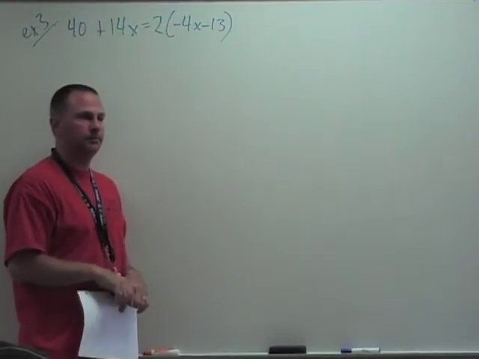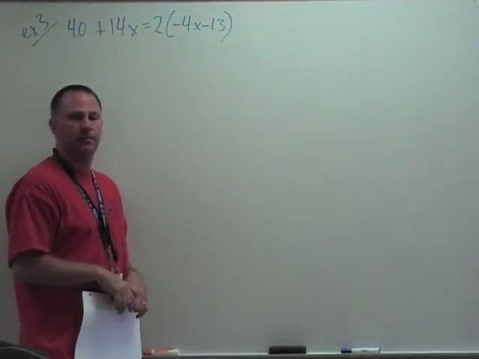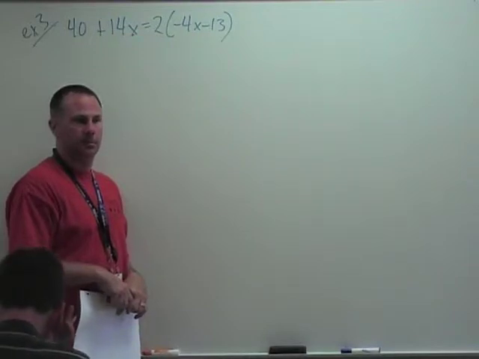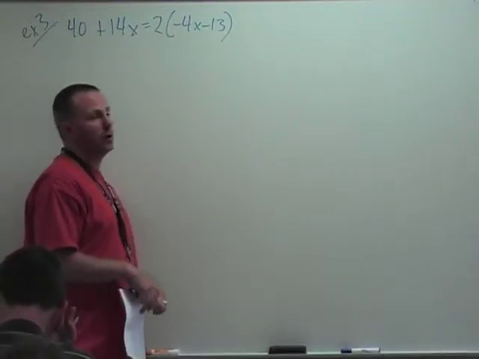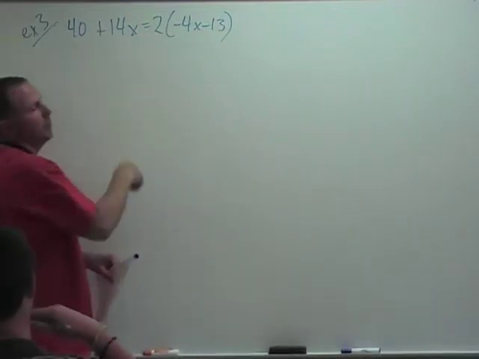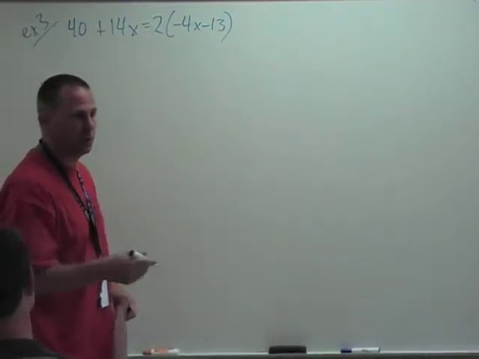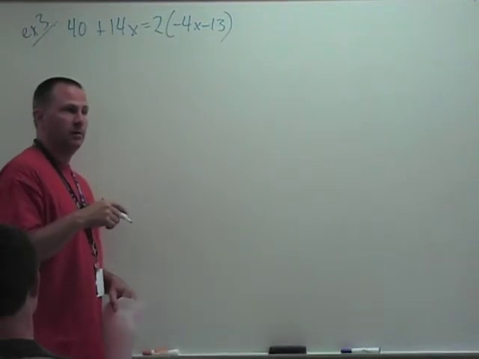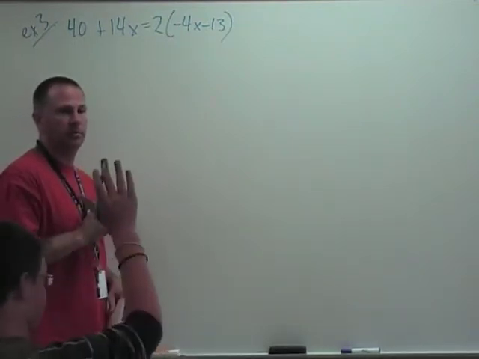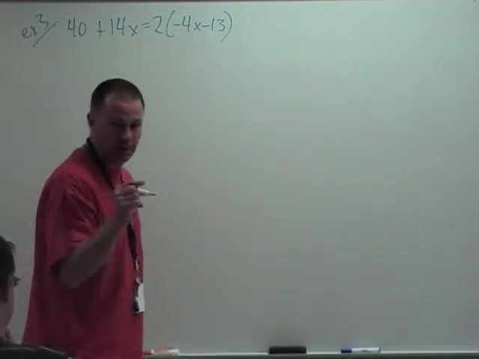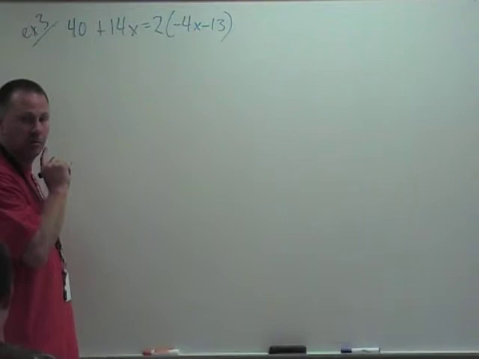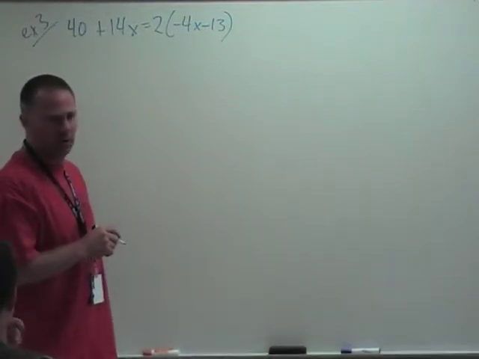How do you want to start? Nathan. You want to distribute the 2 to -4x and 13? You could distribute the 2. You also could divide off the 2, because the other two terms here are both even. You can do it that way first. But I assume, did anybody who did not distribute? Okay. You divided? You guys divided first? No, I did something different. What did you do? I subtracted the 14x.